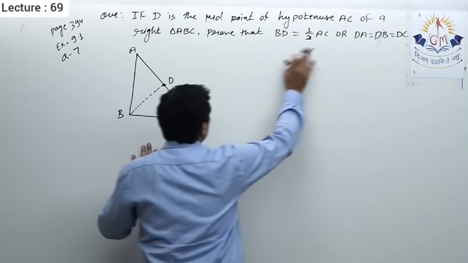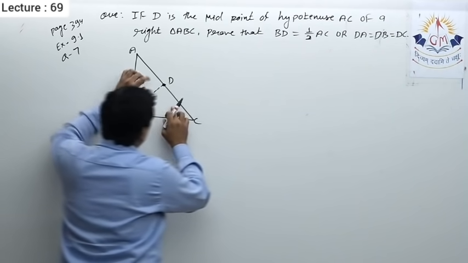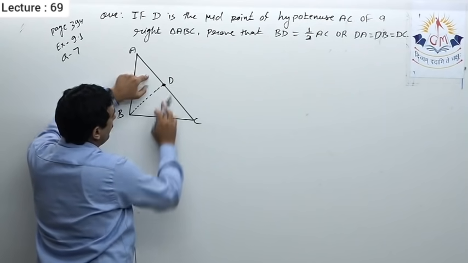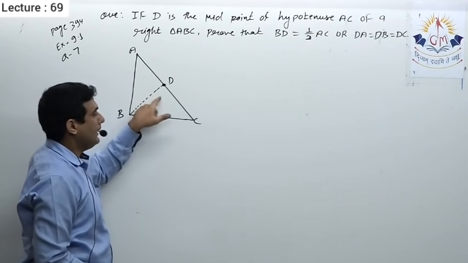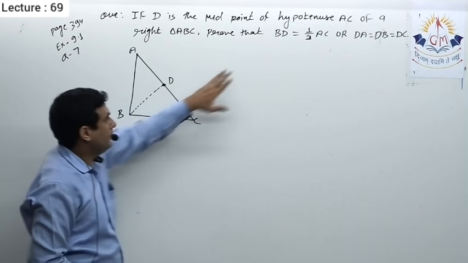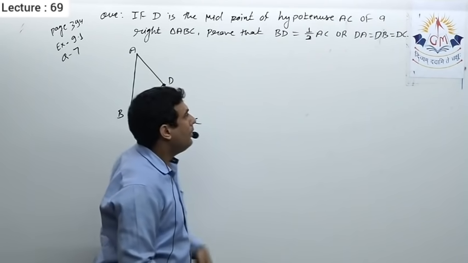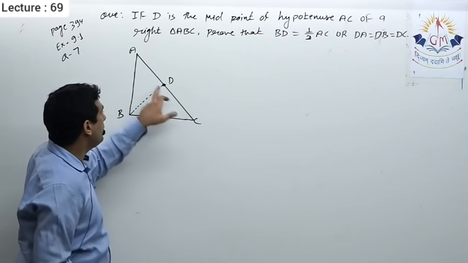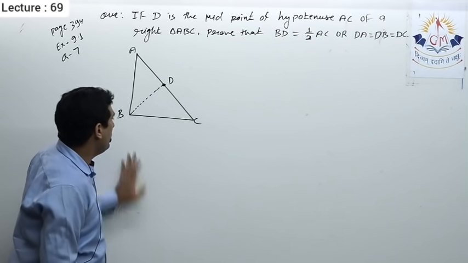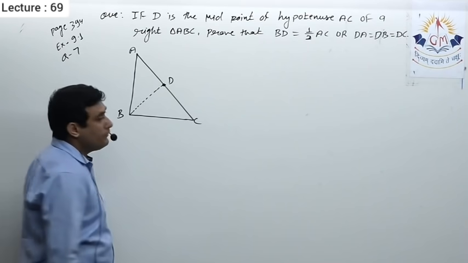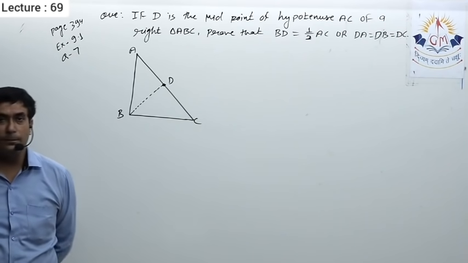See, BD equal to half of AC. If I make the half of AC, as D is midpoint, half of AC means what? AD and DC. Okay, so here it is BD equal to AD equal to DC. So these two things are same, or in words it can be written, prove that D is equidistant from A, B, C. So think for a while, then I will give the solution.